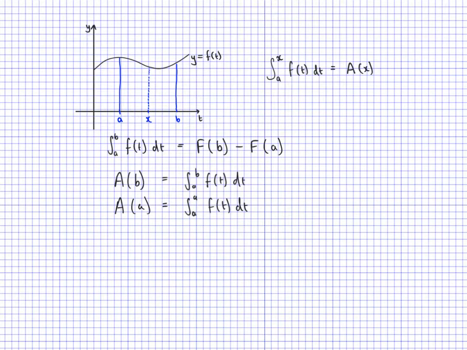So what I have here is the area function evaluated at a, so that would just be here. And I can see that this value here will become zero. So this value is actually zero.